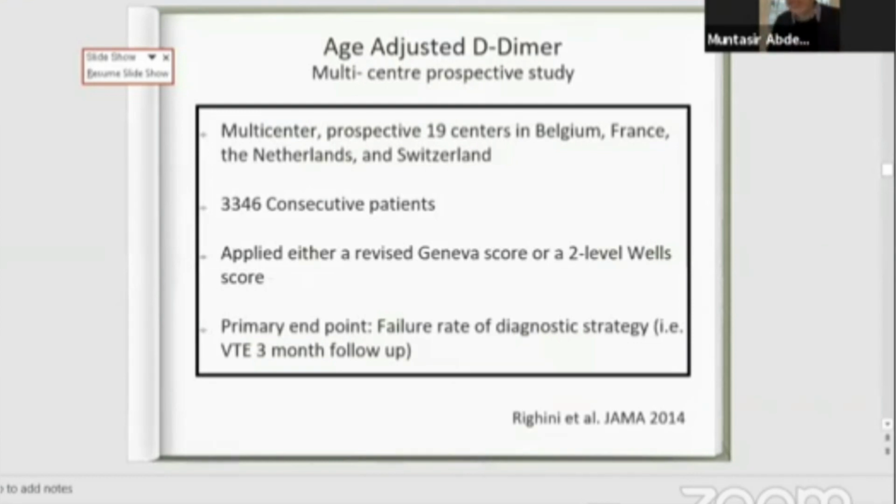Now, this age-adjusted D-dimer has been evaluated by a multi-center prospective study in 19 centers in Belgium, France, Netherlands, and Switzerland. And they included more than 3,000 patients. And they used either the Geneva score or the Wells score to evaluate the clinical probability. And the endpoint was to see how many pulmonary embolisms were missed if you use age-adjusted D-dimer.